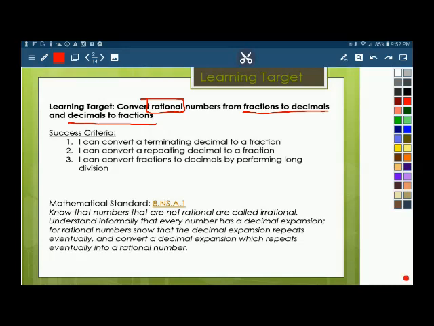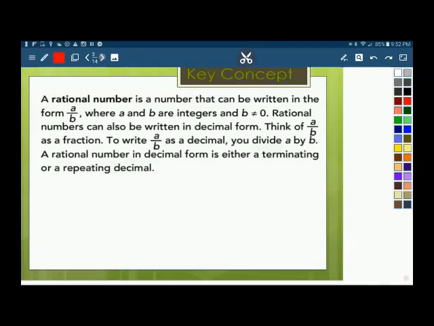Our success criteria today, we're going to convert a terminating decimal into a fraction. Okay, so we're going to need to talk about that word terminating. We're going to be able to convert a repeating decimal into a fraction. Okay, so we're going to have to distinguish the difference between something that terminates and something that repeats. And we're also going to convert fractions into decimals by performing long division, which you should have already done a warm-up with me practicing how to divide two numbers.